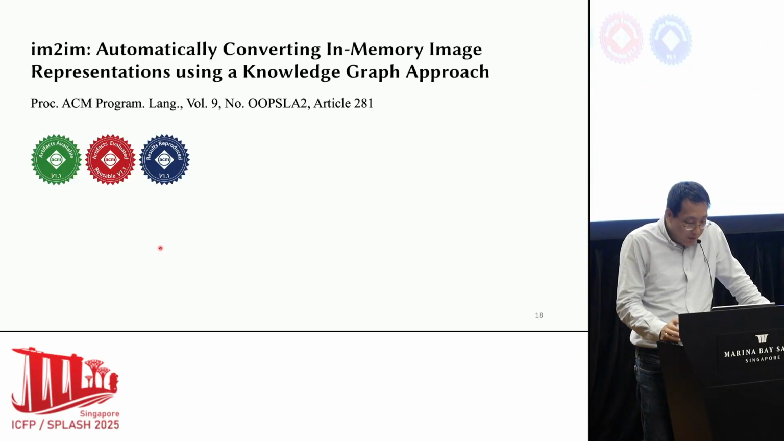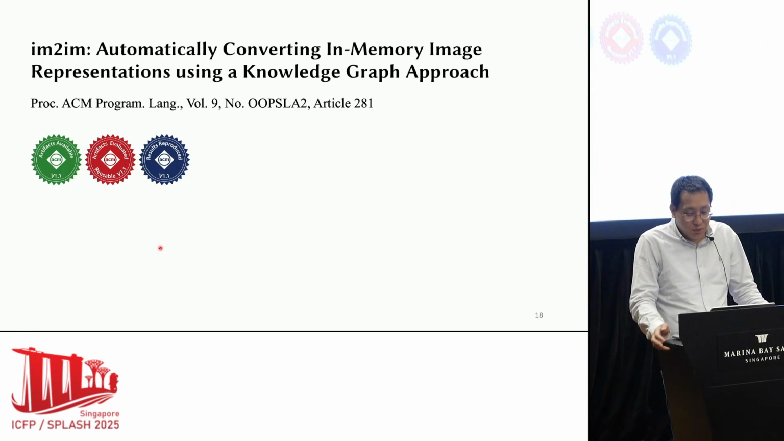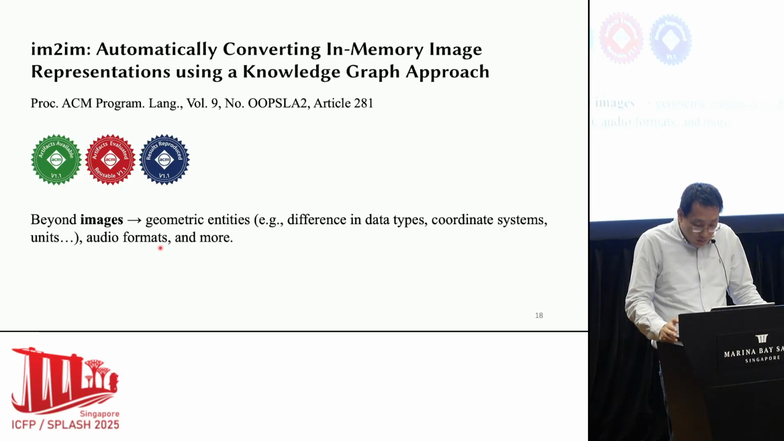So to summarize, im2im automatically converts in-memory image representations across multiple libraries using a knowledge graph. It guarantees least cost conversions that minimize information loss, and it can be used in practice, especially to enhance visual programming environments. Beyond images, this approach can be extended to geometry entities, which differ in data types, coordinate systems, units, and other attributes. It can also be extended to audio formats and other domains.